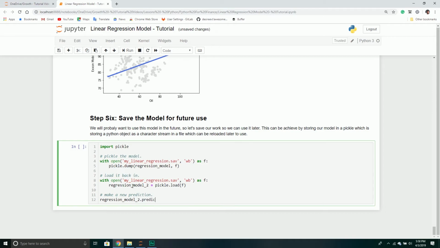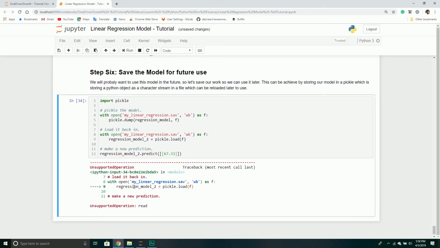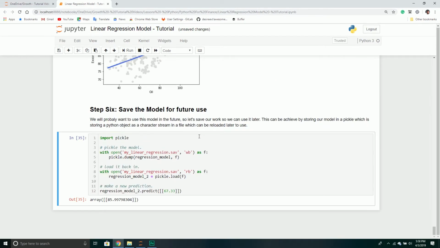So let's pass through 67.33. What's going wrong? Oh, that's what I should definitely say. Keep in mind, I want to make sure I can read it, not write to it. So all we did is we saved our model, and then we loaded it back into our little Jupyter notebook, and we made a prediction. And then basically this is what it outputted to us. So there you go.